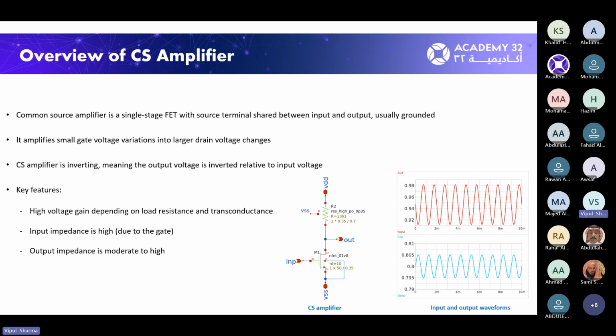Here on the right side, you can see this is my input signal and this is the output signal. There is some amplification which can be seen, and also the output is inverted, like the output is out of phase, 180 degrees out of phase with the input signal. So a common source amplifier is basically an inverting amplifier. Whatever signal you apply at input, the output will be 180 degrees out of phase.